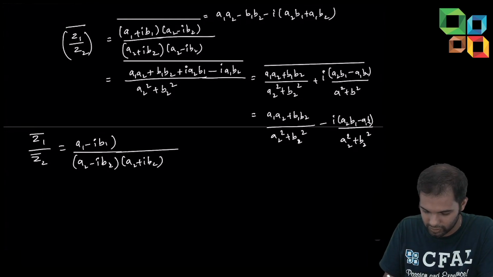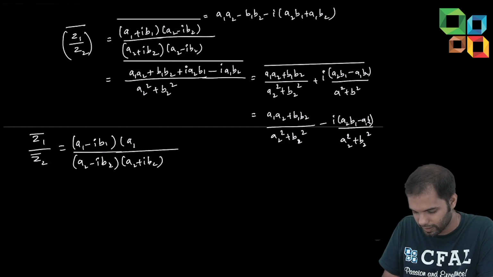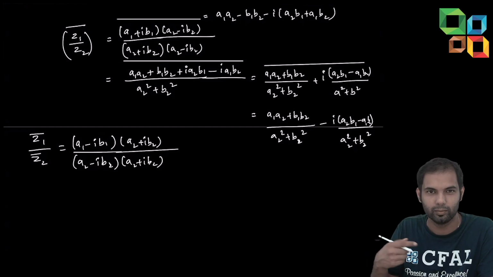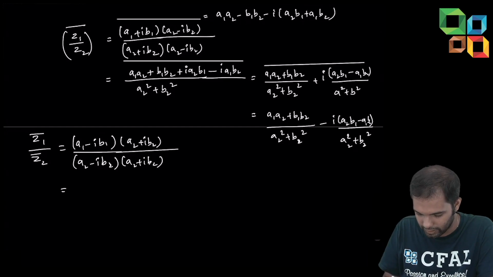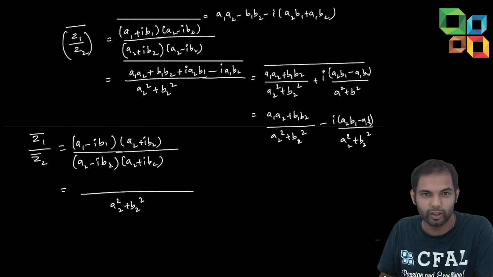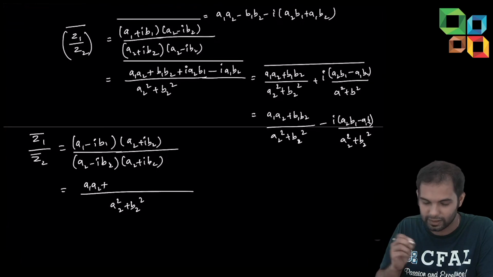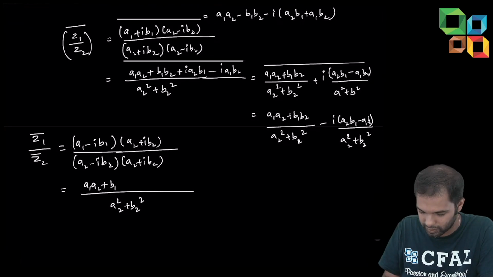Because you're multiplying with the conjugate, it's almost becoming the same thing. Numerator a2 plus ib2. So you have to multiply both numerator and denominator with the conjugate. Now the denominator will be a2 square plus b2 square. Same logic: a plus b into a minus b, right? Numerator a1 a2. Again, this minus into minus will be plus b1 b2.